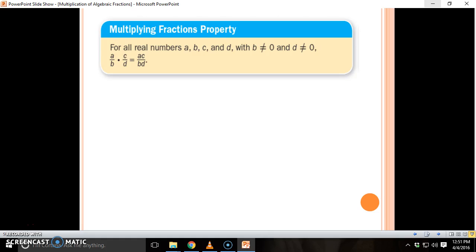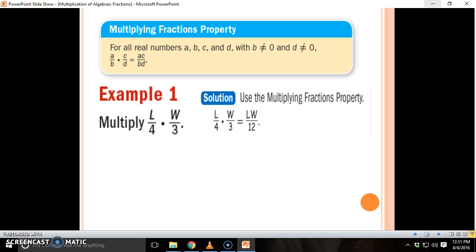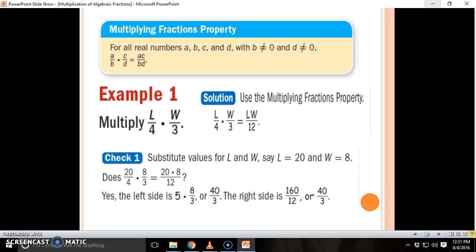So the multiplying fractions property says for all real numbers a, b, c, and d, and b and d cannot be 0, a over b times c over d equals ac over bd. Let's look at an example of L over 4 times W over 3. If you use the property, you're simply multiplying straight across, and so you get LW divided by 12.